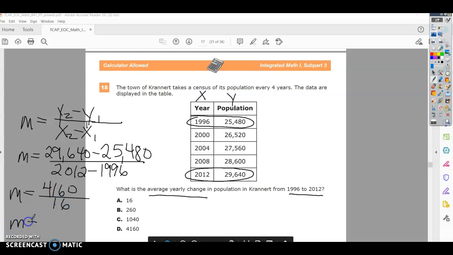And then when I divide 4,160 by 16, I get 260. So the average rate of change from 96 to 2012 is 260. So your answer to number 18 is B.